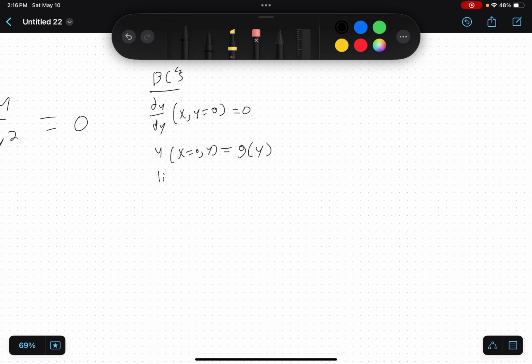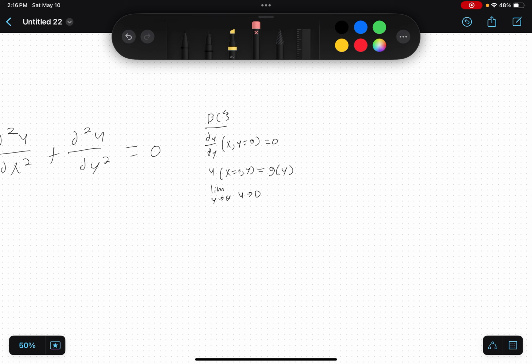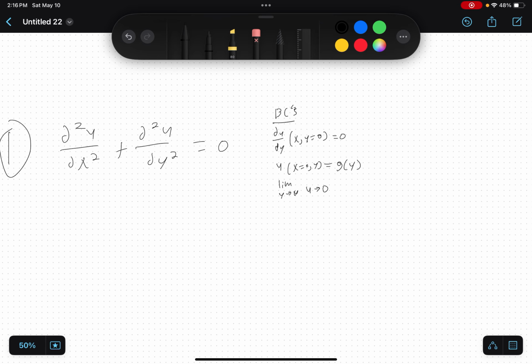And we've got the limit as y goes to infinity, u should go to 0. Yeah, the limit as y goes to infinity, u should go to 0. Okay, cool.